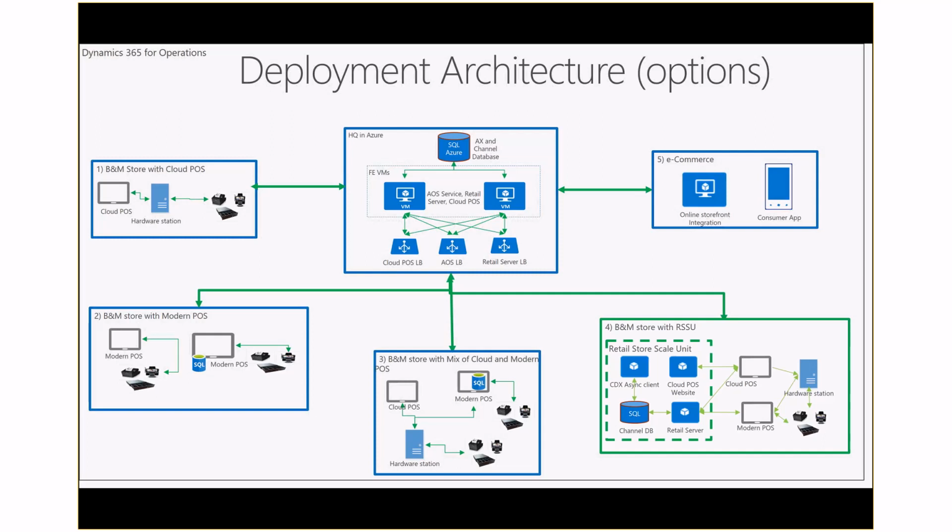Number 4 on the right, lower right. This is the store with the retail store scale unit, which I demoed earlier. So we have the box with the lines. We have all the server components now moved down close to the terminals, which gives us the benefits of faster scans, lower latency, and also a bit more reliability, and we're basically not as dependent on the internet connection's quality.